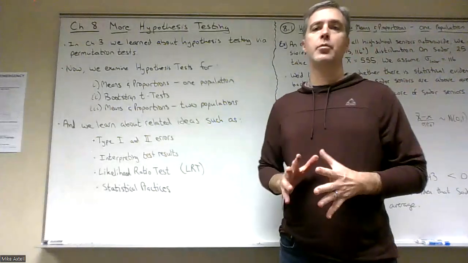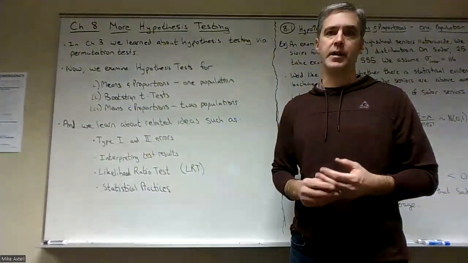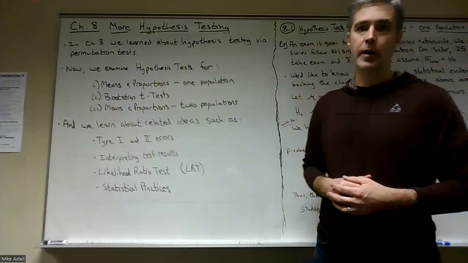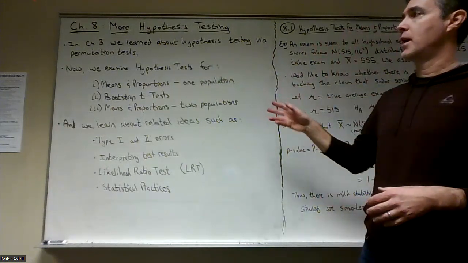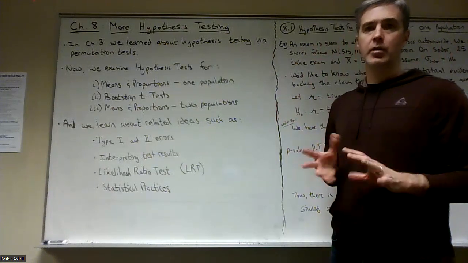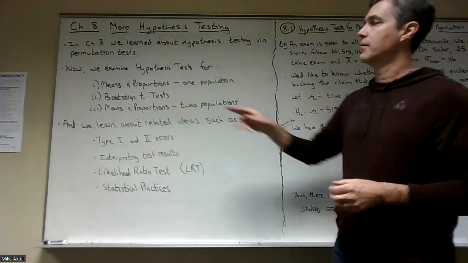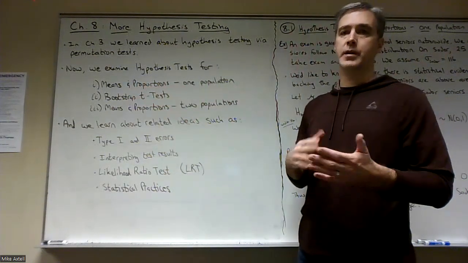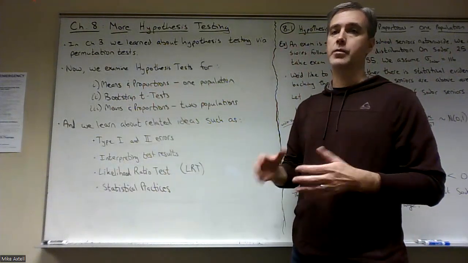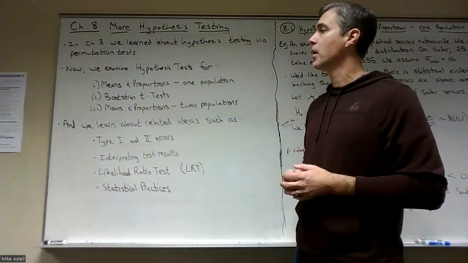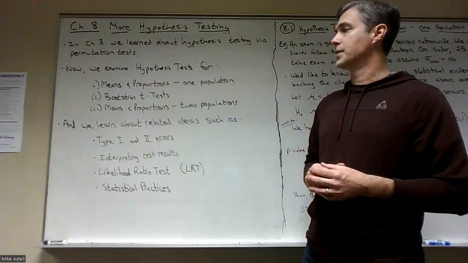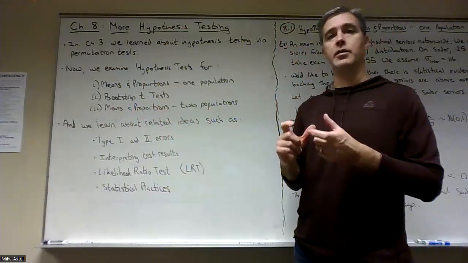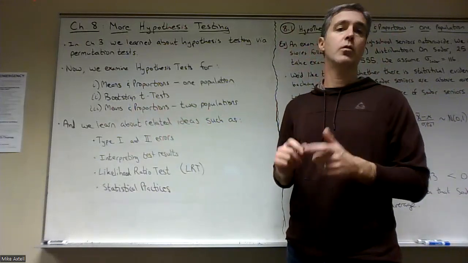In Chapter 3, we first introduced hypothesis testing, and we used a permutation test to test a hypothesis. Now we're going to examine hypothesis tests further, and look at a few different scenarios. We're going to look at means and proportions for one population. So is the mean equal to this, or is it not equal to this, or is the proportion of success equal to this or not? We're going to look at bootstrap t-tests, and then means and proportions for two populations, asking whether these two means or proportions are the same or not.